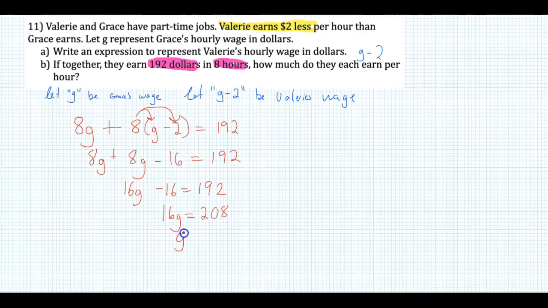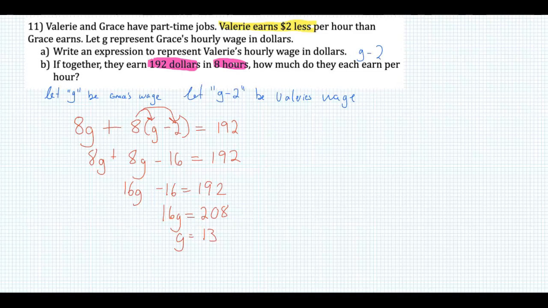I could use a calculator. We're allowed to use a calculator, right? So 208 divided by 16. I'm dividing both sides by 16. When I divide both sides by 16, I get G is equal to 13. G represents Grace's wage, right?